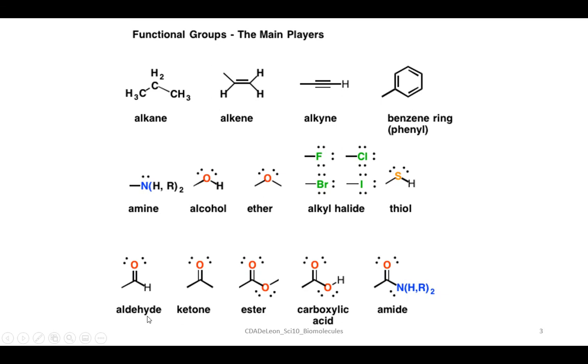Aldehyde is a compound containing a functional group with a structure of CHO, consisting of a carbonyl center with the carbon atom also bonded to hydrogen and to an R group that can be a generic alkyl or side chain. Ketone is a functional group with a structure of R2C=O, where R can be a variety of carbon-containing substituents. It contains a carbonyl group.